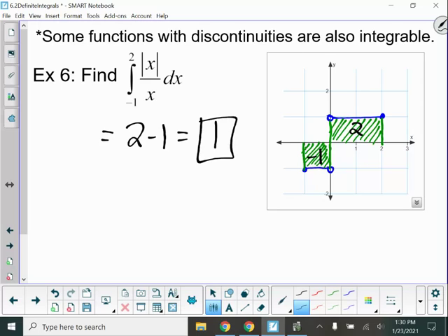I don't know that this is something that would work on a calculator, or if it would give you an error because you do have a discontinuity, but it works really great just graphing this out and using the geometry, the lines, and the area between the curve and the x-axis. So that concludes your part 2 video for 6.2.